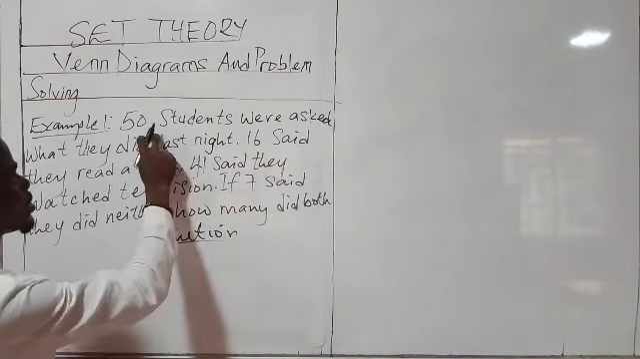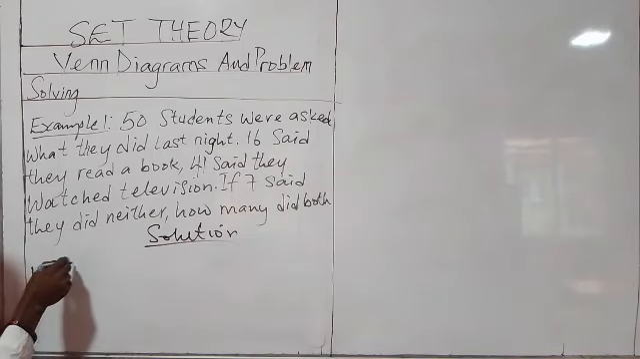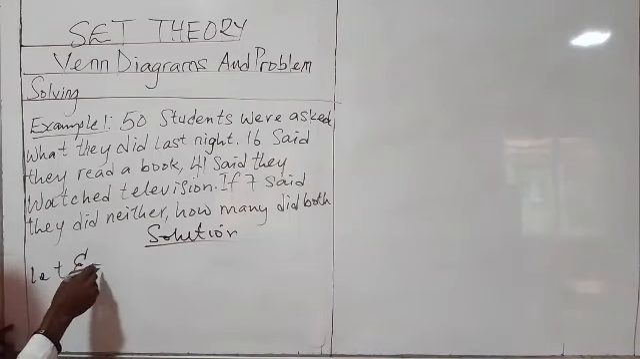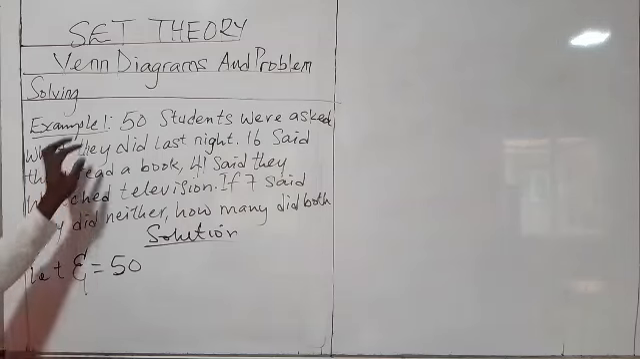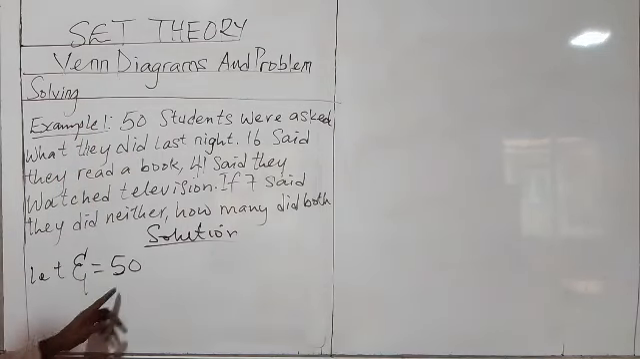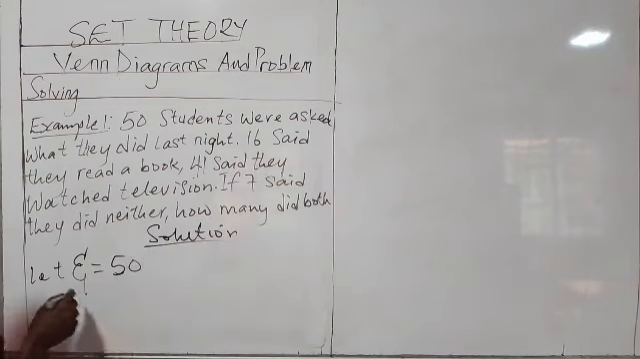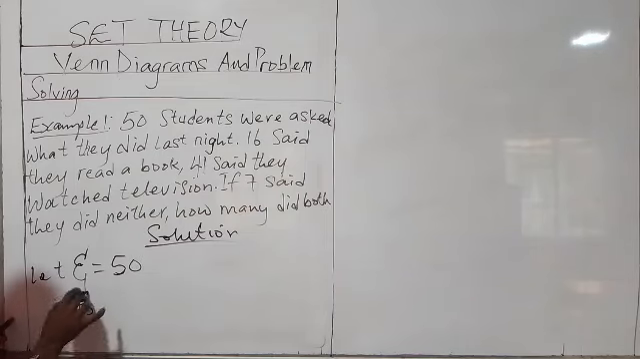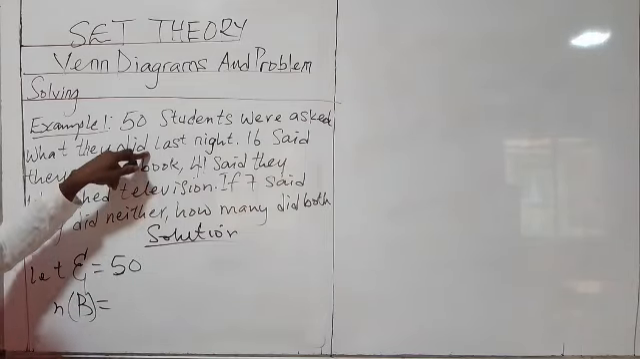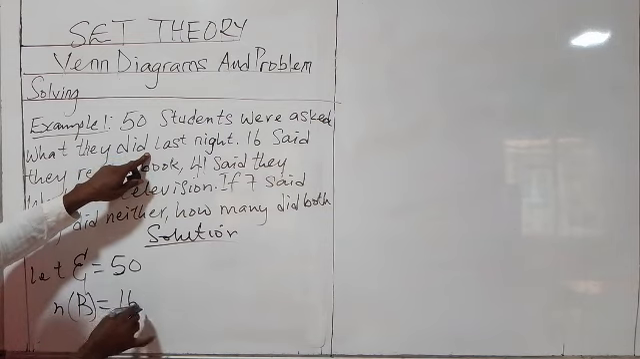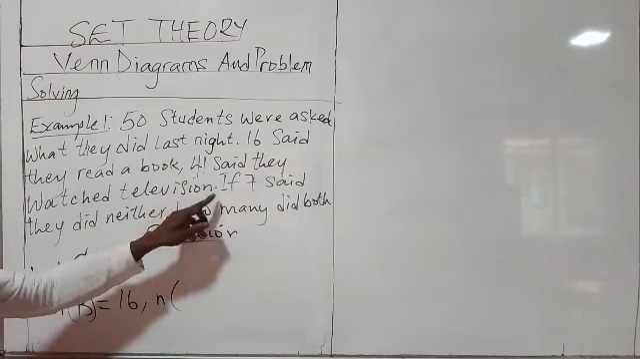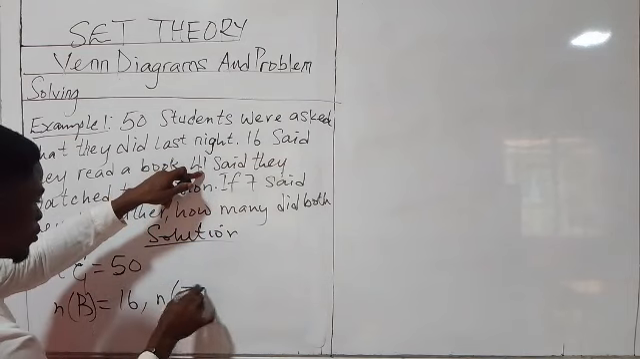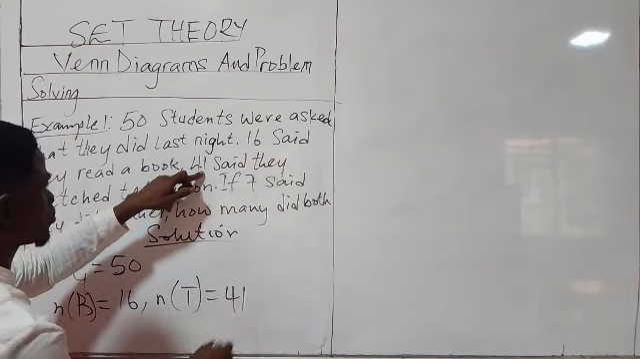The first thing you do is to itemize this out. Just say let the number of the students who were in the club be 50. Are you getting now? Then 60 said they read the book. Let that one be 10. The number of the students who read books is 16. Then 41 said they watched television. Television now is 41. Is that it?